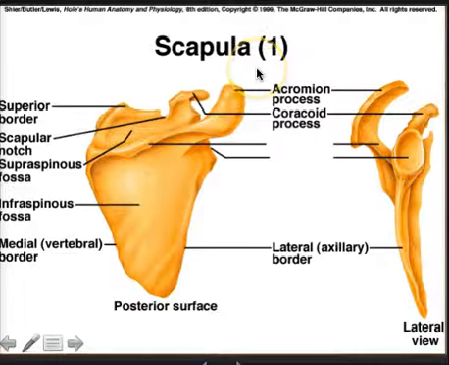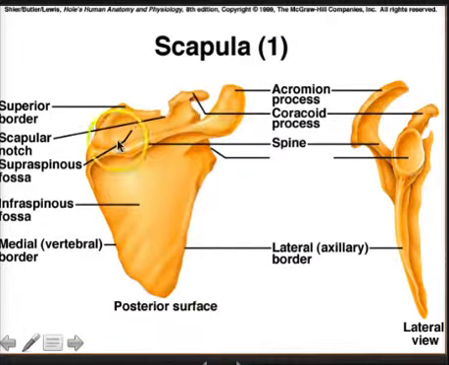Below that comes the coracoid process. The word cora comes from corax, which is a raven or a crow. And then we get the end of the word, eidos, which means shape or form. So the coracoid process was thought to look like a crow or a raven's beak.